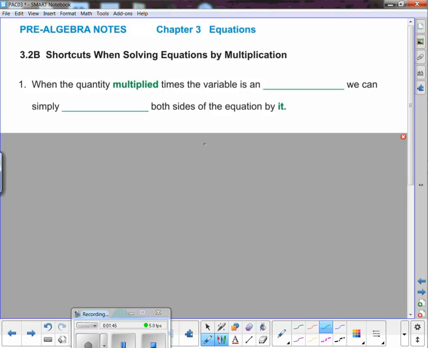All right, so number one, when the quantity multiplied times the variable is an integer. All right, let me refresh your memory. Integers are 0, 1, 2, 3, 4, 5, and up, -1, -2, -3, -4, and down, right? Those are integers. So if the coefficient that you're trying to move is an integer, it's real handy to simply divide both sides of the equation by that coefficient.